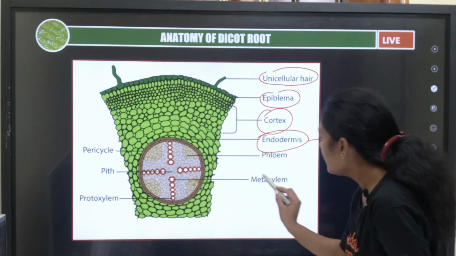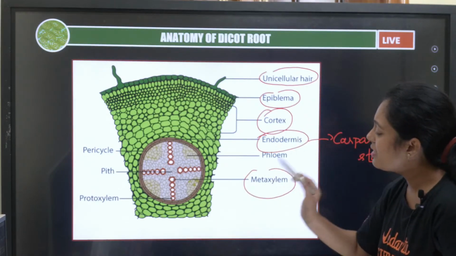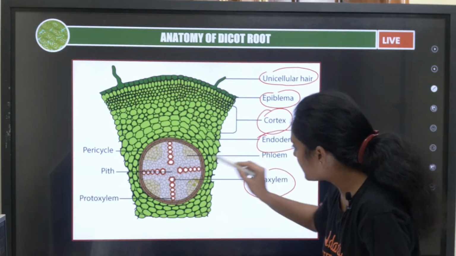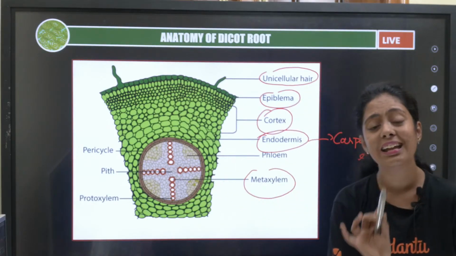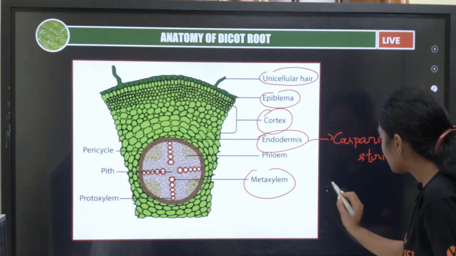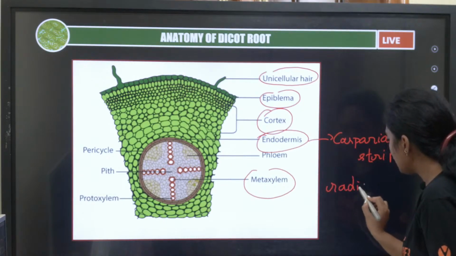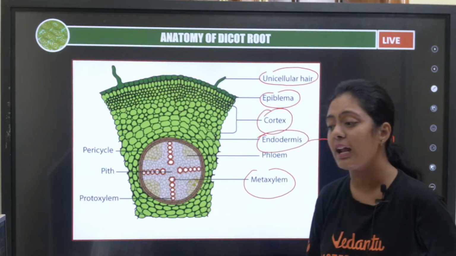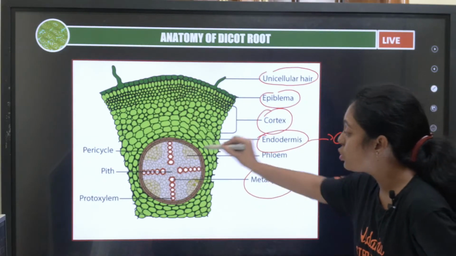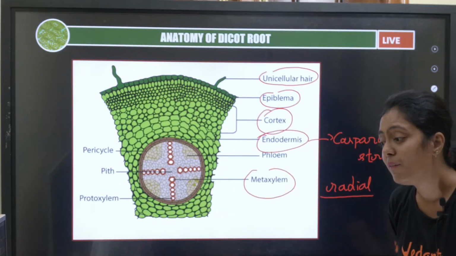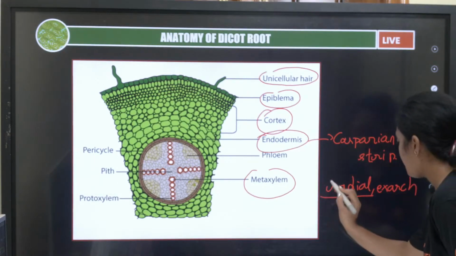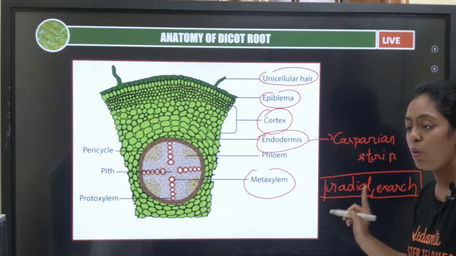We call it conjunctive tissue. Then you can see the metaxylem is towards the pith. Is it endarch or exarch? So how is the vascular bundle? They are radially arranged. Is it endarch or exarch, pasangala? The metaxylem is towards the pith. Anyone? Very good, very good. It is radial exarch type. Please do make a note of this.